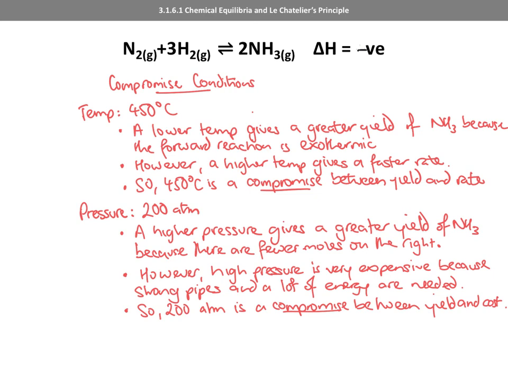One final thing to say here about the Haber process is that they would use a catalyst also. Now that's not going to affect the yield, but it is going to affect the rate of the forward and backward reactions, and they use an iron catalyst here.